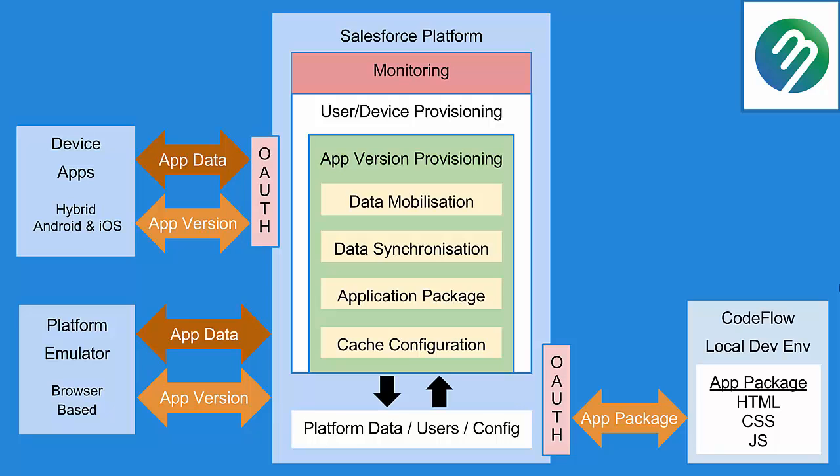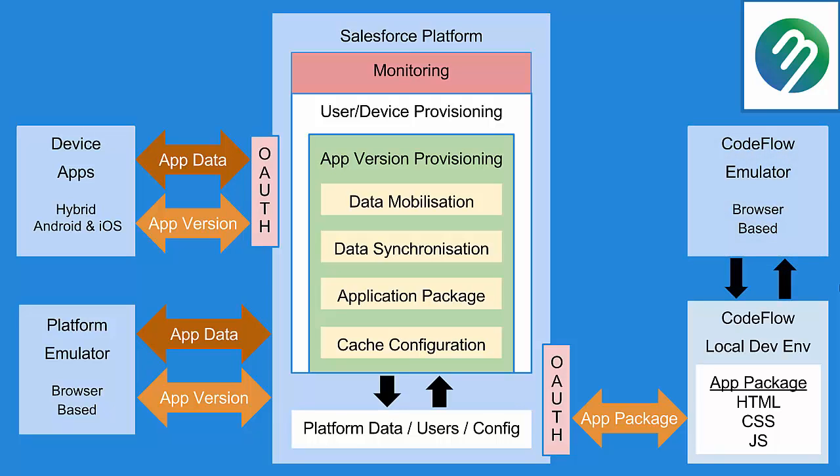We also want to be able to let our developers see exactly what they're building as they build. And so we have a sister emulator called the CodeFlow emulator, which again is a browser-based emulator and lets us use all the latest and greatest browser-based development tools. This again OAuths into the platform, and again works in exactly the same way as our device app or our platform emulator. So from a developer's perspective, we're seeing a very, very close match between what the final user will see to what they're developing.